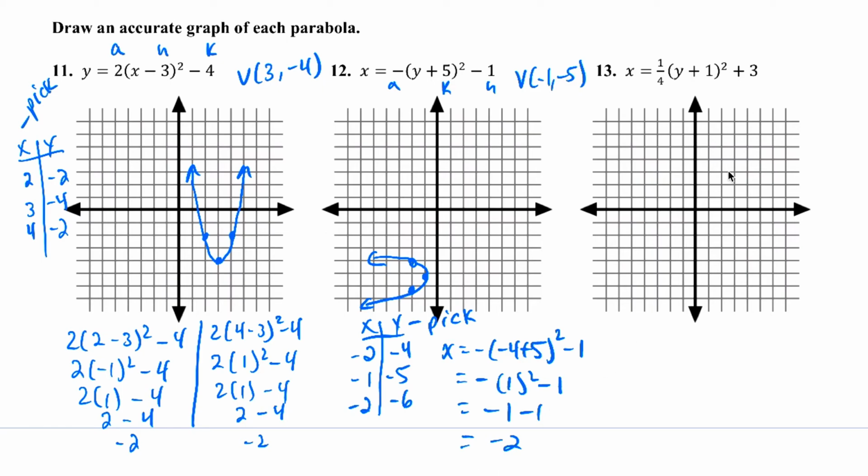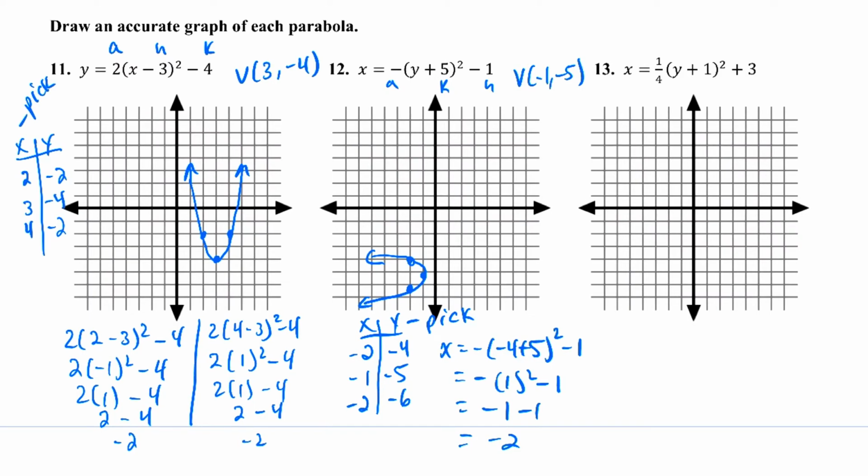So go ahead and pause the video and see if you can graph 13 correctly. All right, so since it's x equals A is positive, this is going to open to the right, and then K is inside with y, H is on the outside. So that tells me that the vertex is going to be 3, -1.